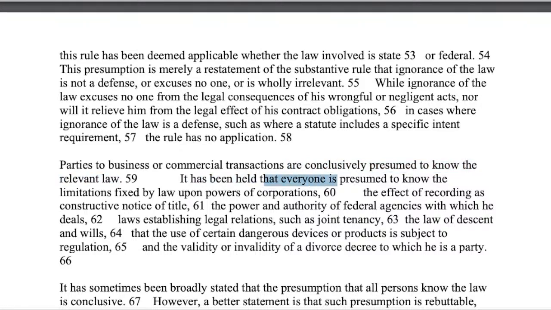It has been held that everyone is presumed to know the limitations fixed by law upon powers of corporations. The effect of recording as constructive notice of title. The power and authority of federal agencies with which he deals. Laws establishing legal relations, such as joint tenancy. The law of descent and wills. That the use of certain dangerous devices or products is subject to regulation, and the validity or invalidity of a divorce decree to which he is a party. So let's see here.